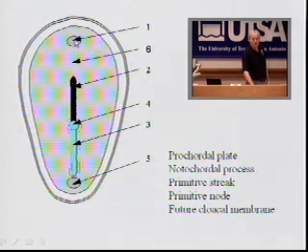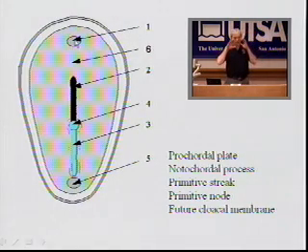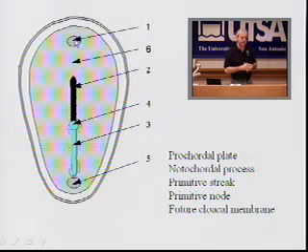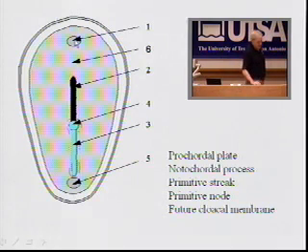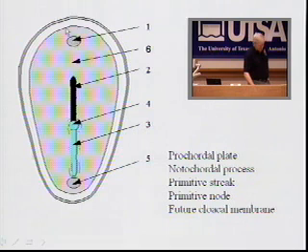And then the prochordal plate we've described will become the buccopharyngeal membrane, ultimately separating the oral cavity from the oral pharynx way at the back of the tongue. So the prochordal plate, the notochordal process, the primitive streak, primitive node, and the future cloacal membrane are shown on this dorsal view of the embryonic disc.